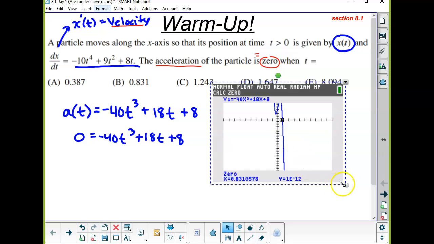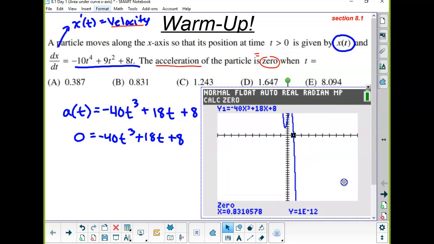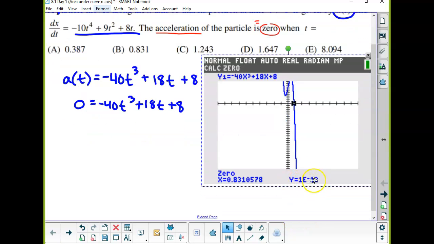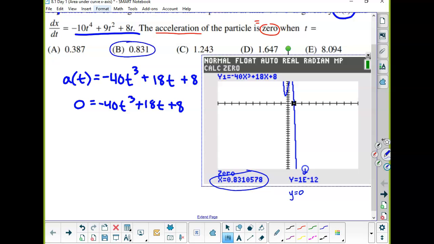Sweet. And you can see the spot at which it crosses 0. Notice my scientific notation, by the way. I hope you guys are all really comfortable with if your calculator ever gives you this e value, you know that you're not ever writing that as an answer. It's saying that's 0. Okay? But we're looking for the time value. When is t going to give you that 0 at 0.831? So option B.